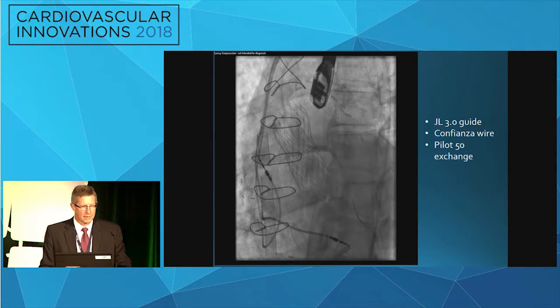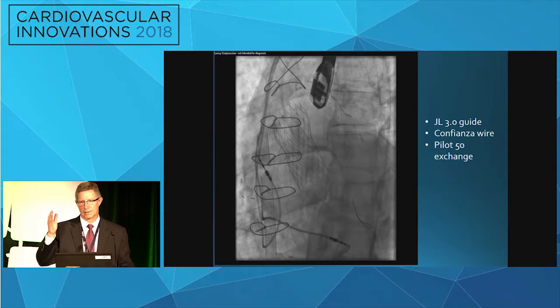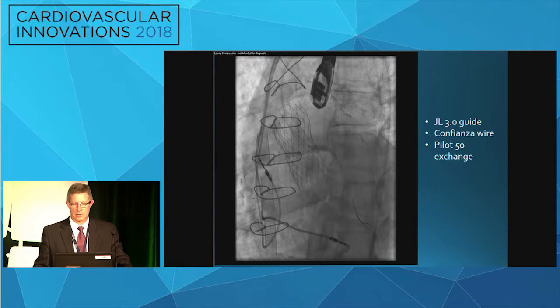And one thing that I've found is often you don't exactly know what's occluding these coronary arteries. It could be thrombus, I guess, but typically our ACTs are very high. It's usually leaflet tissue, and it's often hard to poke through there if the left main is flush occluded. And so this one required a Confianza wire. Once that wire was down, it was exchanged for a Pilot 50, and placed into the OM vessel.